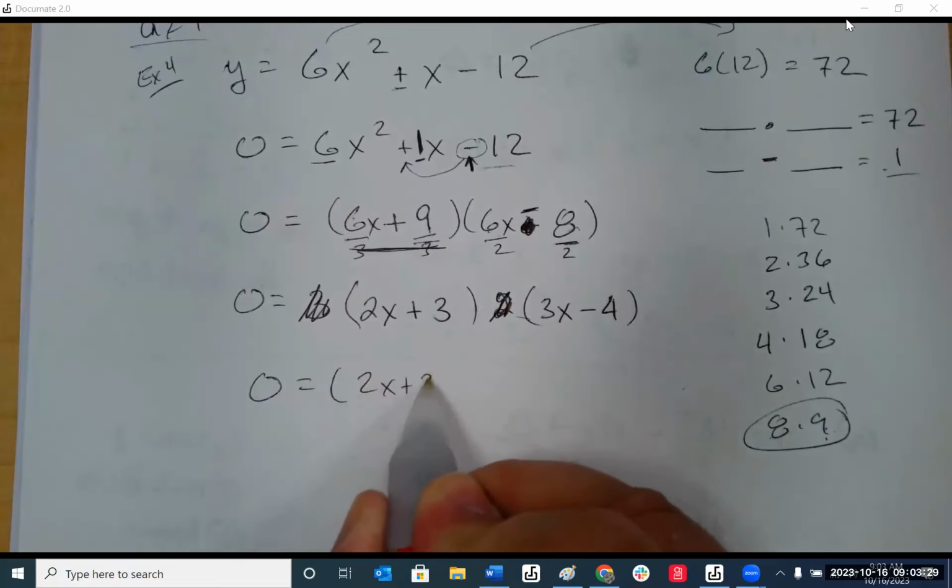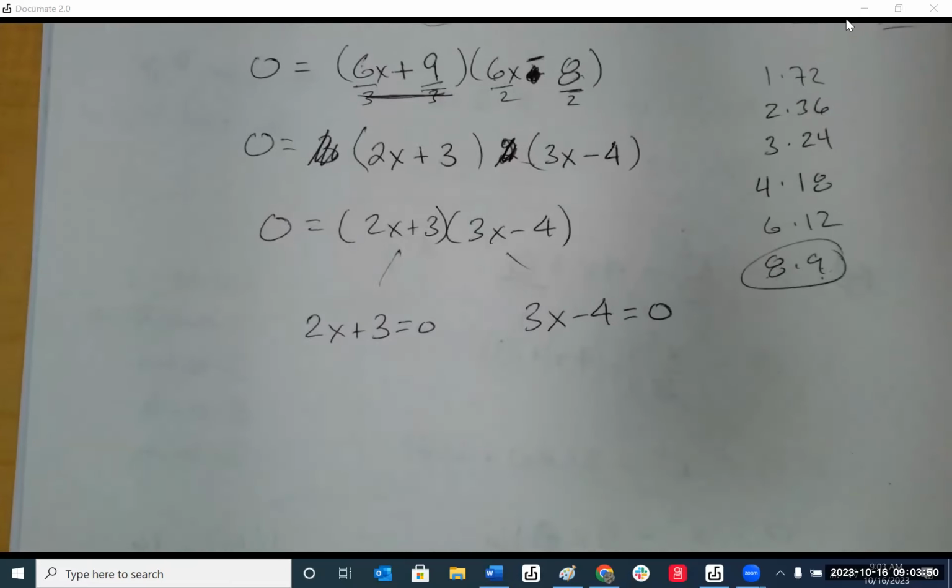There's our factored form. Now we take both of these and set them equal to 0 and solve for x. And hopefully by now everybody knows how to do that, so I'm not going to show you step by step. Move the 3 over, divide by 2. Move the 4 over, divide by 3. These are your x-intercepts, your solutions.